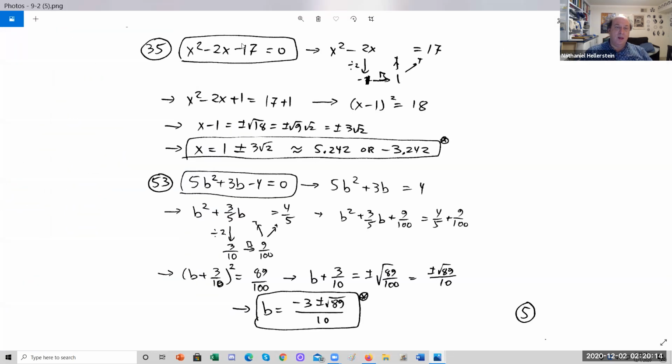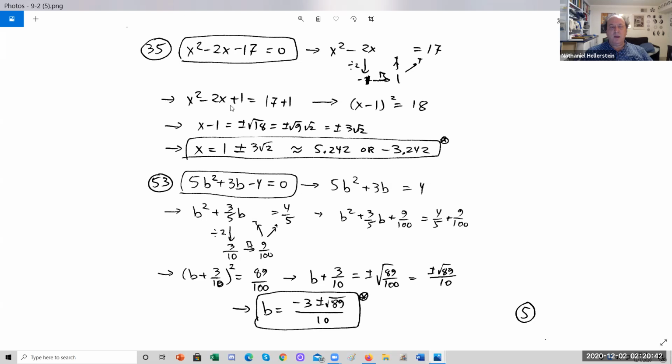Now it's going to get a little complicated. x squared minus 2x minus 17 equals 0. Now, first of all, this 17 is in the way of completing the square, so we move it to the other side. Add 17 to both sides. And now we have x squared minus 2x equals 17. Great. Now we take half of this -2, that's a -1. Square that, that's 1, add to both sides. So you get x squared minus 2x plus 1 equals 17 plus 1.